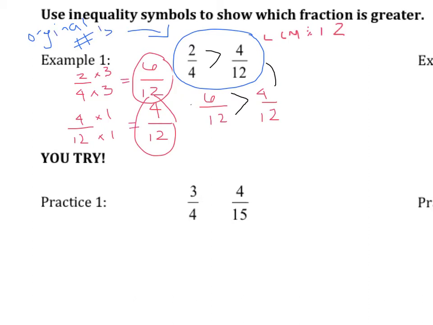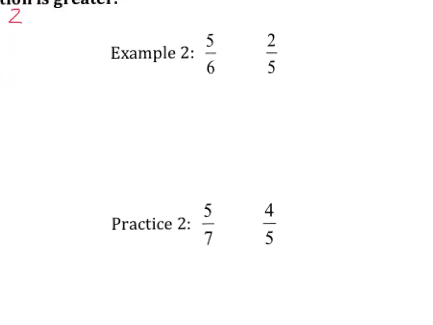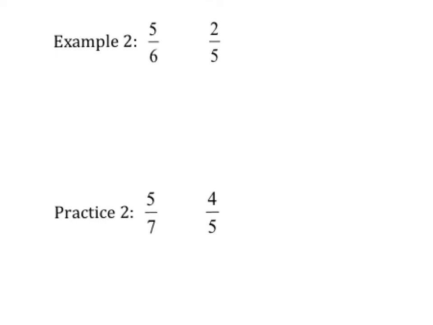All right, let's go ahead and do another example. Let's go ahead and look at example number 2. So we are given 5/6 and 2/5. Go ahead and pause the video, and I want you to find the least common denominator for 5/6 and 2/5. Alright, you should have gotten that the LCM was 30.